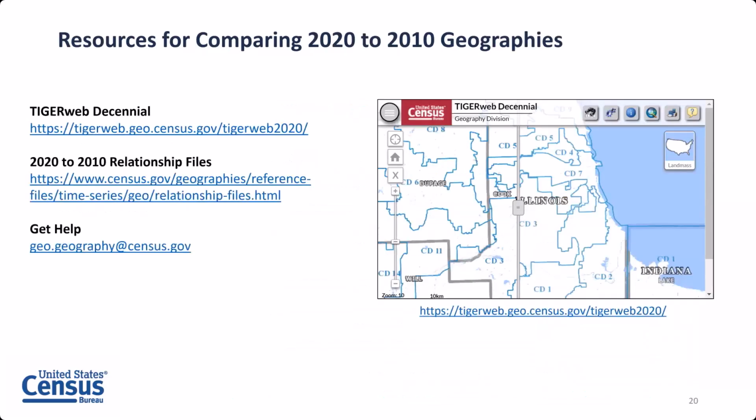And we do have additional resources at the Census Bureau to compare geography changes over time. One of those is the TIGER Web Decennial product that allows you to visually explore these changes. We have relationship files and contact information to our geography specialists.